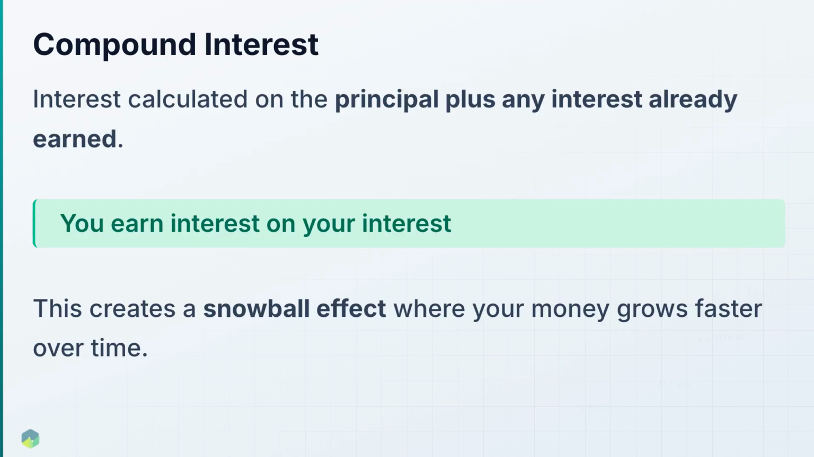Now let's talk about compound interest. Compound interest is calculated on the principal plus any interest already earned. In other words, you earn interest on your interest. This creates a snowball effect where your money grows faster and faster over time.